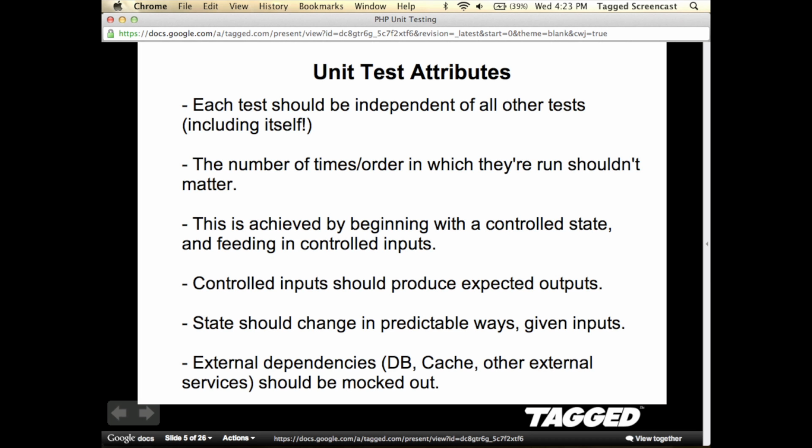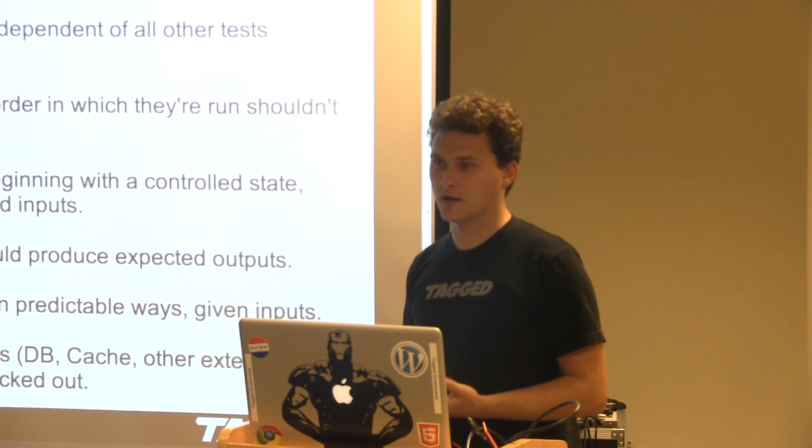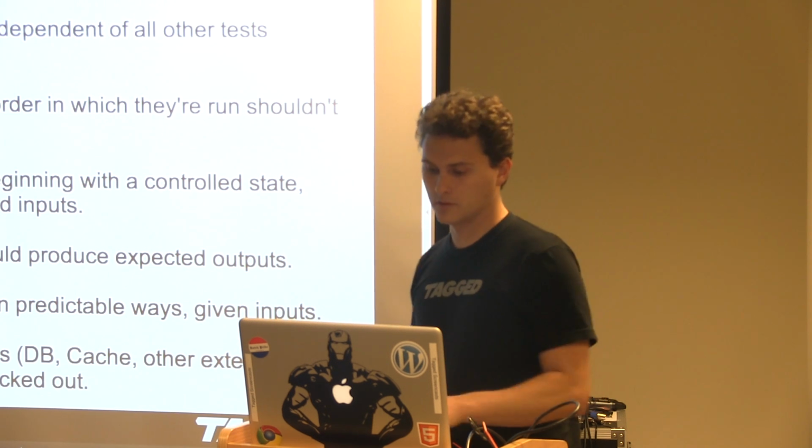And one of the big ways we ensure that our pieces are independent is we mock out any external dependencies, like the database, like the cache, like any external services, and we sub them in for stubs or mocks, or basically fake objects that return predictable results.